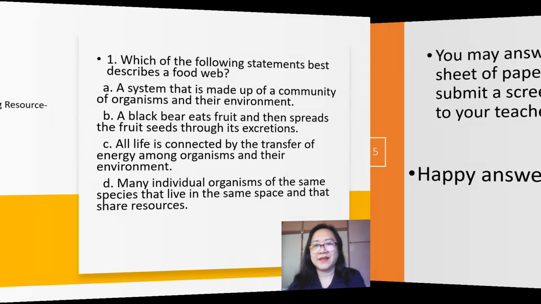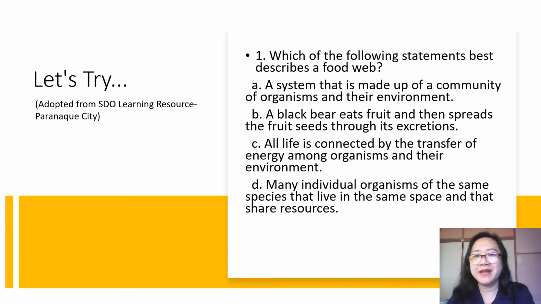Number 1. Which of the following statements best describes a food web? A. A system that is made up of a community of organisms and their environment. B. A blackbird eats fruit and then spreads the fruit seeds through its excretions. C. All life is connected by the transfer of energy among organisms and their environment. D. Many individual organisms of the same species that live in the same space and that share resources.